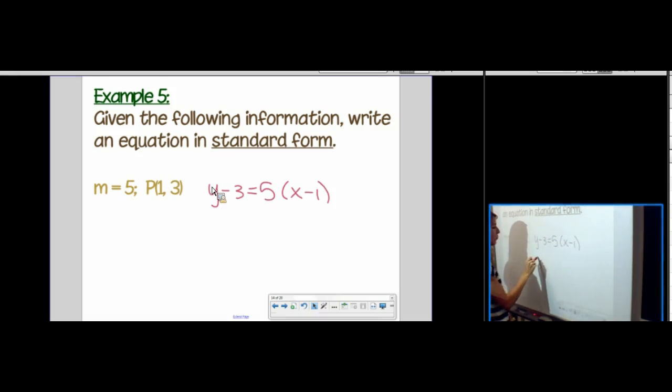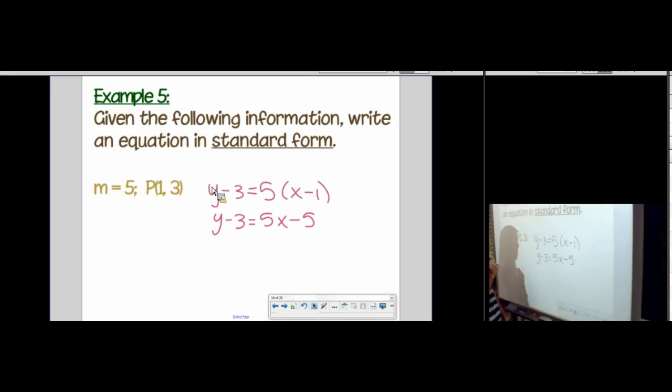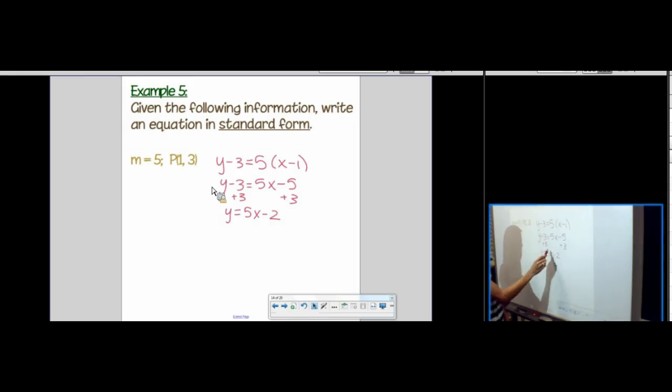Okay, now we need to whip this into shape, get this into standard form. So I distributed my 5. I'm going to move some things over. I'll move this first. Then I need to move my 5 over. And then I have a negative leading coefficient, so I multiply everything by -1. And final answer, 5x minus y equals 2.